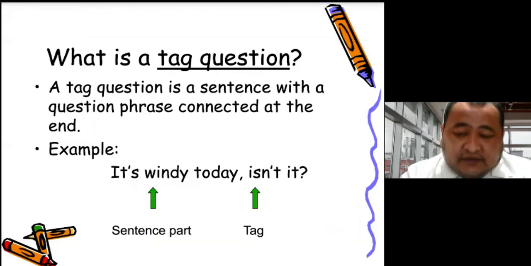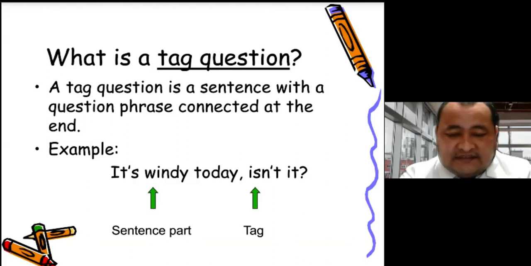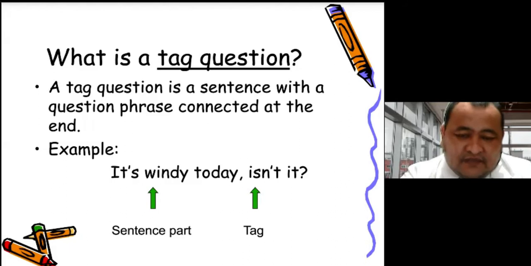So what is a tag question again? A tag question is a sentence with a question phrase connected at the end. Example again, it's windy today. So that is the sentence. And to make sure that is correct, isn't it? So that is the tag, isn't it?